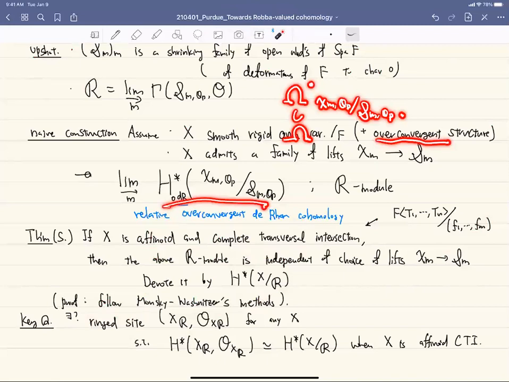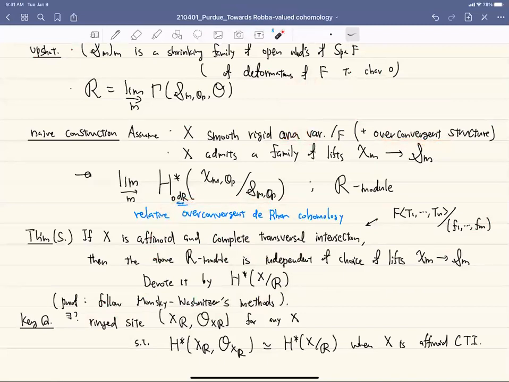I see. So if you haven't heard the terminology, for example, weak formal schemes or dagger spaces are methods to overcome the infiniteness of de Rham cohomology, like de Rham cohomology of rigid varieties over Q_p. And then we just need such a tool to guarantee that our cohomology theory is reasonable.